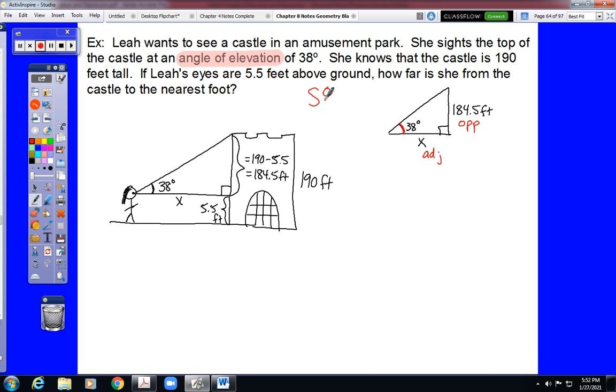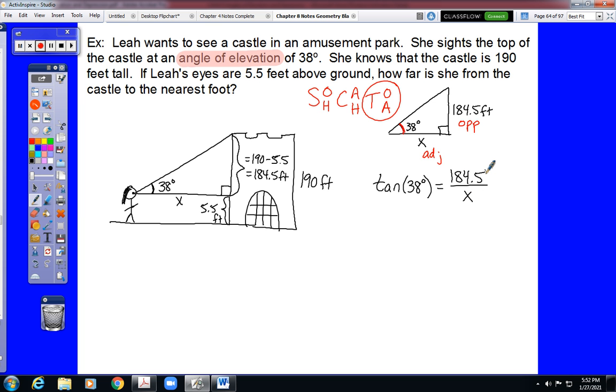Then we look at SOHCAHTOA, not because we have to figure out an exact sine or cosine or tangent value, but because we need to set up the correct equation. Because we're working with opposite and adjacent, we want to choose the trig function that relates opposite to adjacent. This is a tangent problem. Then we write an equation. The tangent of our angle, 38 degrees, equals opposite over adjacent, 184.5 over x.